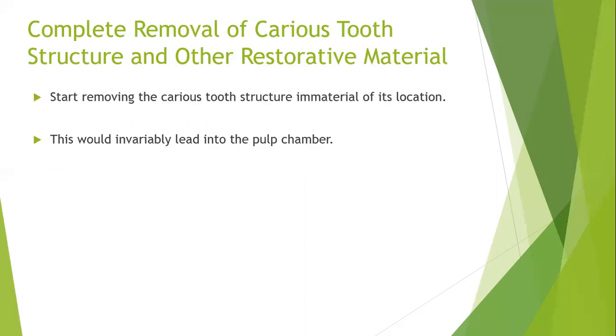Complete removal of carious tooth structure and other restorative material. At the access opening stage itself, we have to remove the entire carious tooth structure before proceeding on to biomechanical preparation. And this would invariably lead into the pulp chamber. That is, at the first appointment itself, during the access cavity preparation itself, we have to remove the complete carious tooth structure.